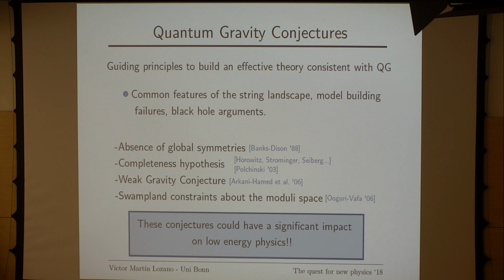So these quantum gravity conjectures are guiding principles to build an effective theory that is consistent with quantum gravity. These usually are common features of the string landscape or model-building failures, so you know how not to do things, and black hole arguments. For example, we know some of them: the absence of global symmetries, which should all be gauged. And we have the completeness hypothesis, the weak gravity conjecture, and swampland constraints about the moduli space. We are going to work with the weak gravity one. And we are going to see that these conjectures could have a significant impact on low-energy physics, something that in principle we don't expect.